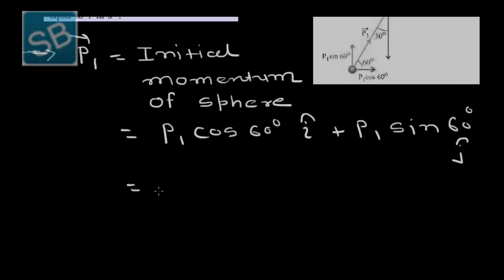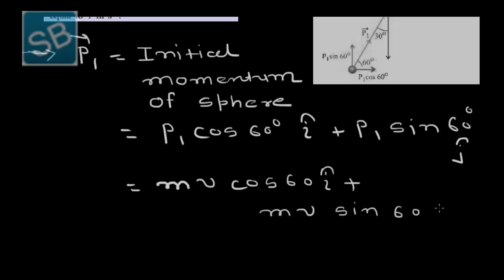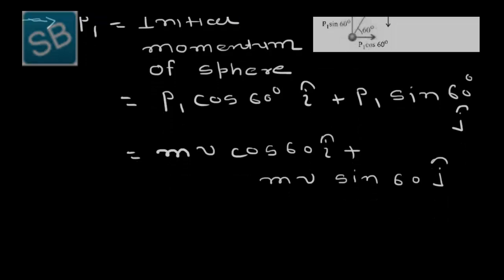Now, here only one sphere has been taken, and so there is no change in its mass and velocity, so I am directly substituting P1 and P2 as m into v. So this mv I am putting instead of m1v1 and m2v2. So here I am putting mv cos 60 i cap plus mv sin 60 j cap.